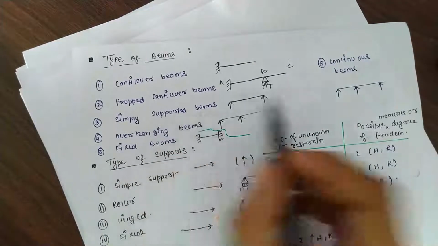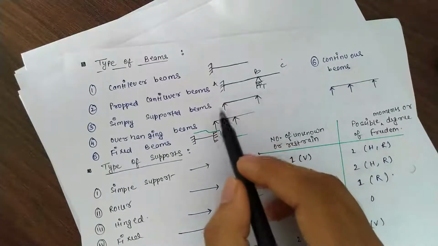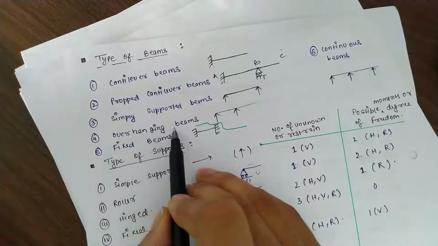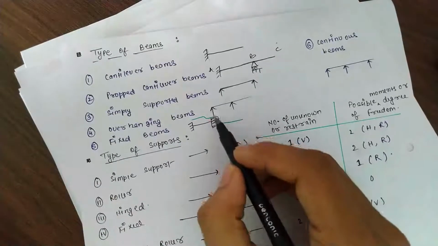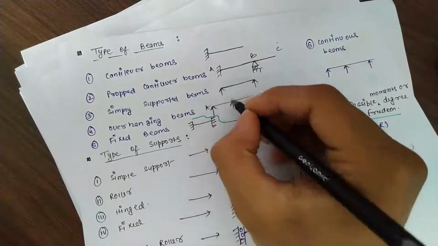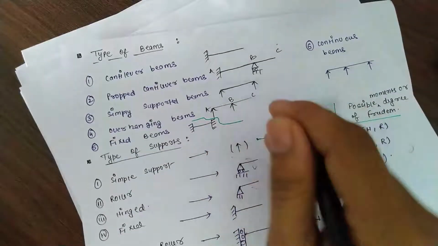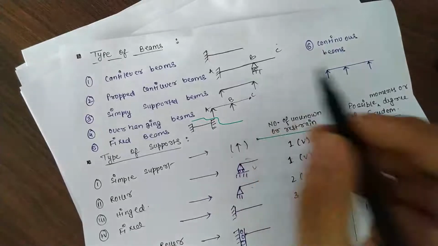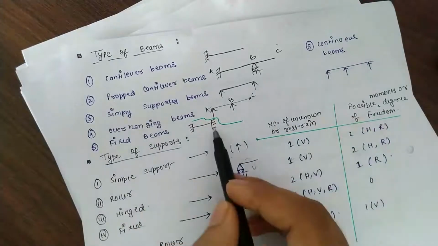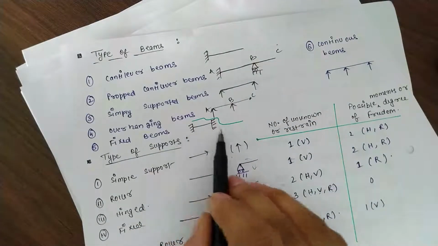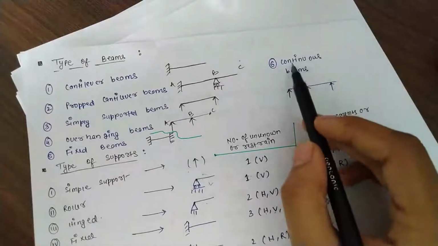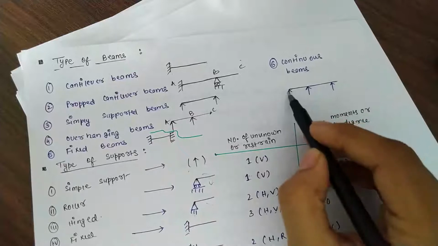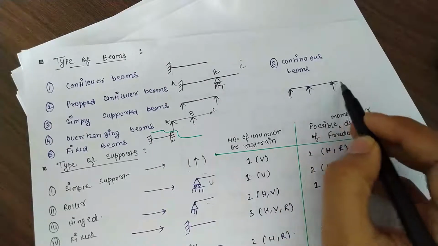In simply supported beams, any kind of support is present at the ends. Fourth is overhanging beams. If we name the parts A, B and C, two parts are on supports and the third part is free. Fifth is the fixed beam, which is fixed on both sides. Sixth is continuous beams, which you can also see in the diagram; it is continuous, supports are present here, and so on.